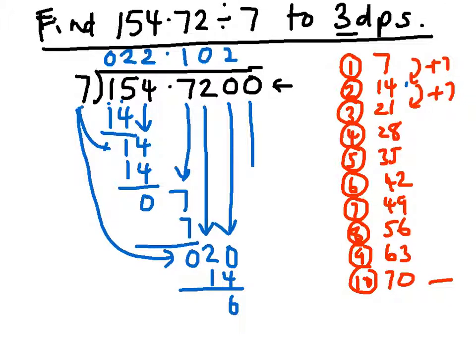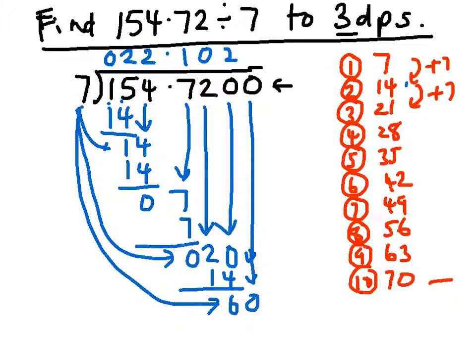Again, let's bring down the next digit, which happens to be another 0. We're now looking for 7s into 60, which is 8. 7 lots of 8 are 56, which is the number just below 60 on our lookup table on the right hand side. So 56. Well, actually, we're not really too interested in what happens from here.